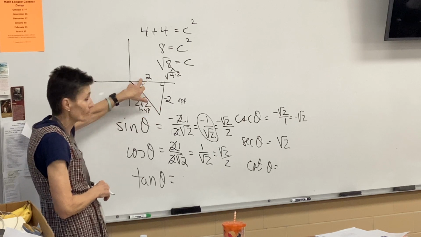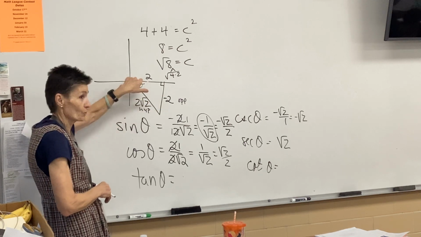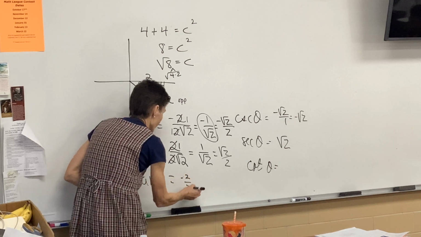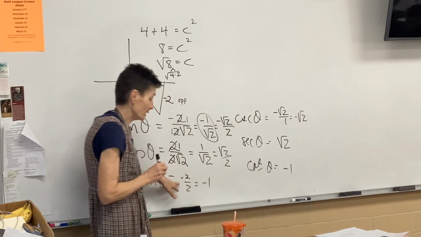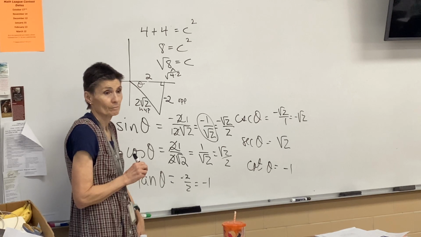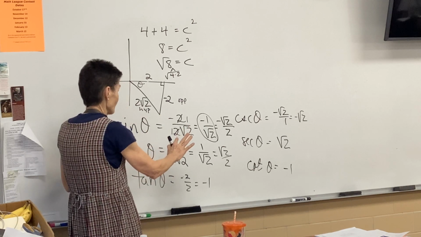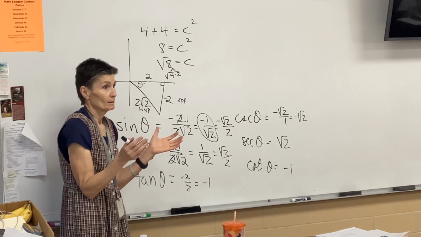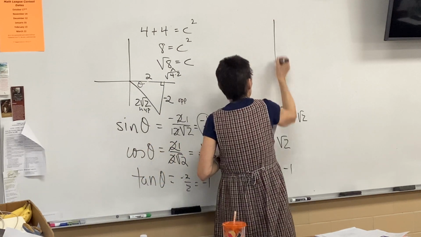What's the tangent? Negative 2 over 2, which is just going to be negative 1. And then the reciprocal of that is also going to be negative 1. So there's a lot of arithmetic here, but the trigonometry is the same as yesterday. The problem's just worded differently. All right, let's look at the next one.